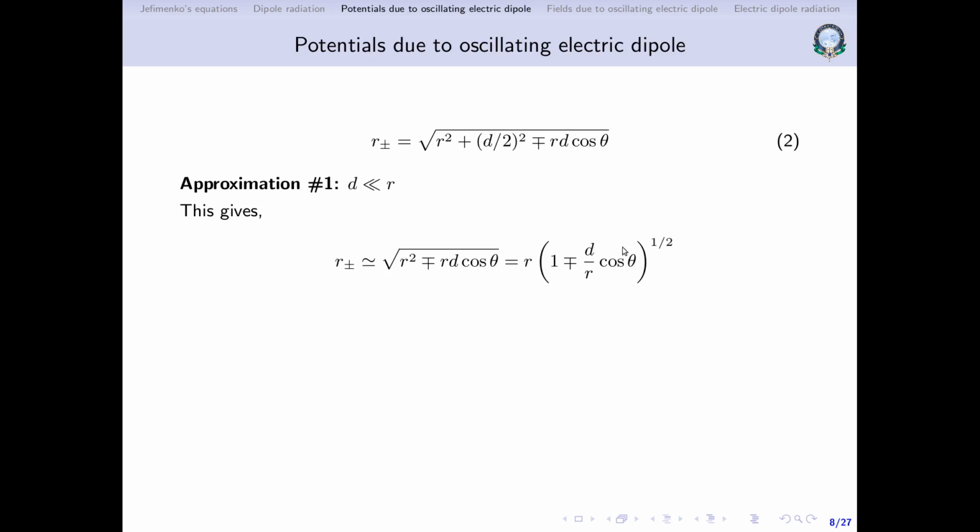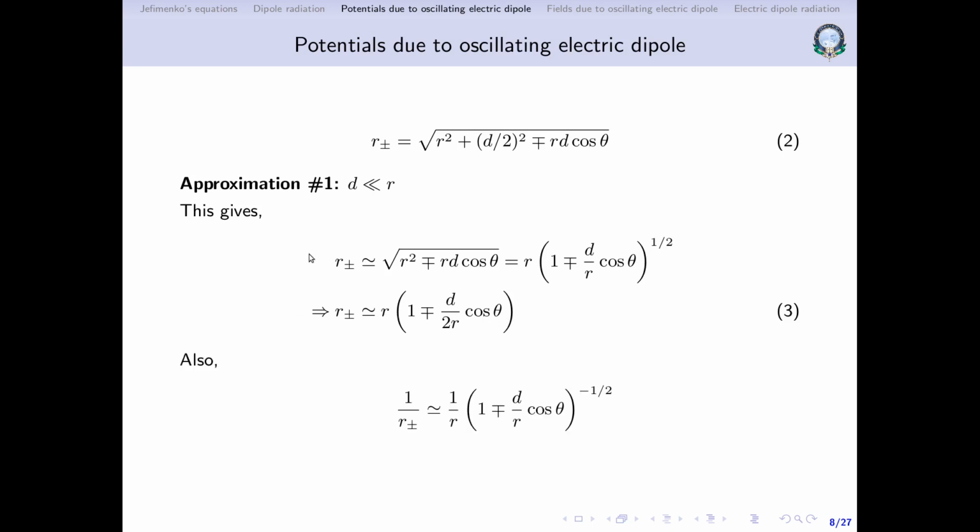Now this term is extremely small because of the first approximation, so we can apply the binomial approximation here. The binomial approximation is 1 plus or minus x to the power n is approximately equal to 1 plus or minus n x. So applying the binomial approximation, we have r plus or minus approximately equal to r into 1 minus plus d by twice r into cos theta. Let's call this equation number 3.